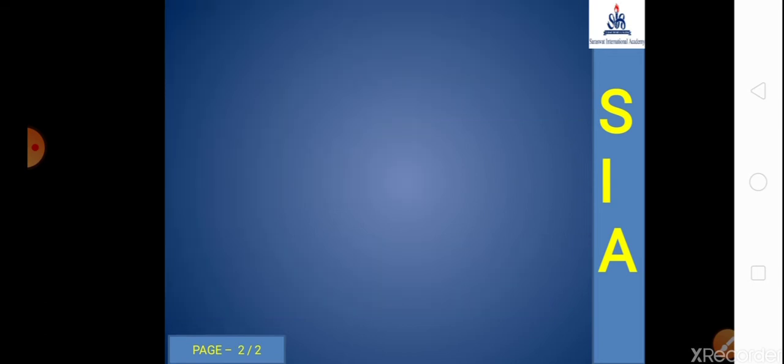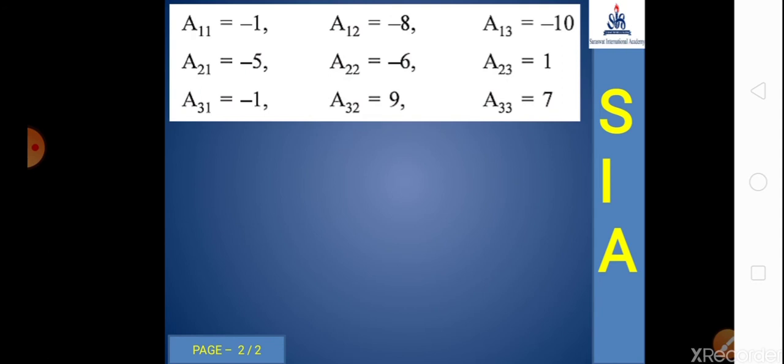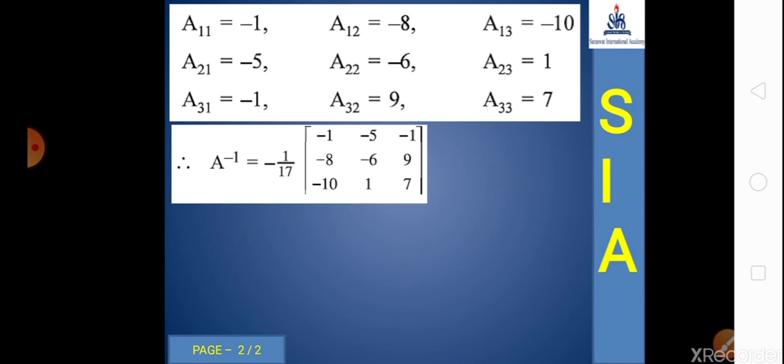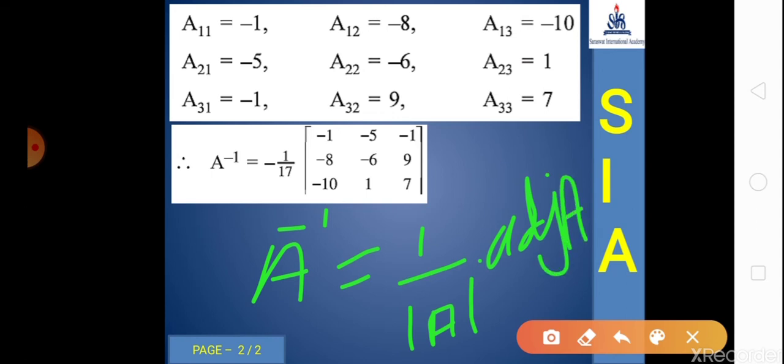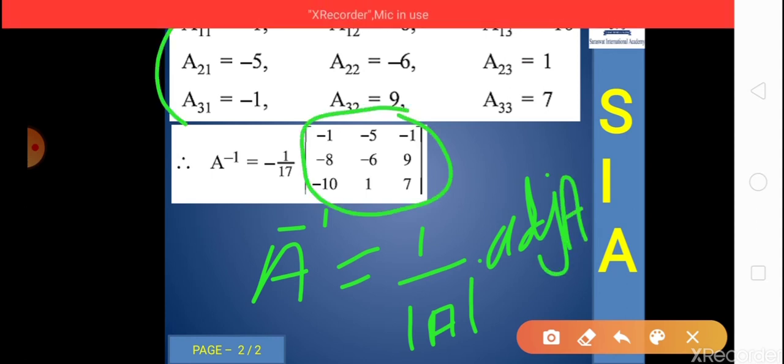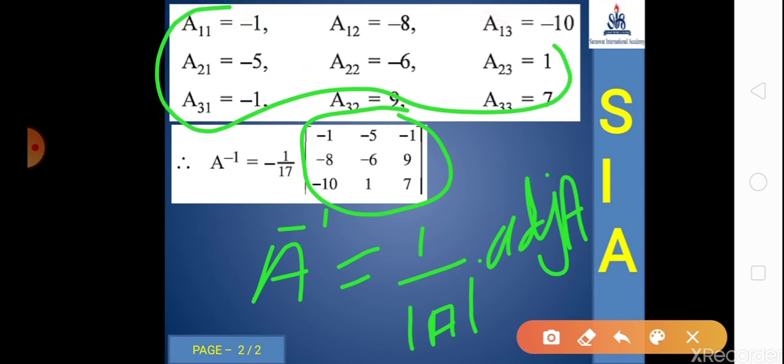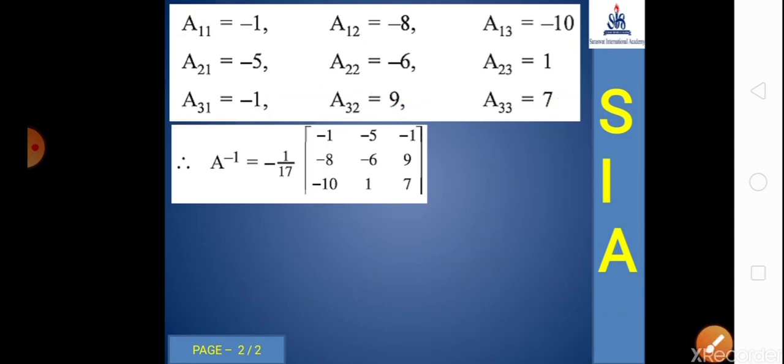Next one. After that I define all 9 cofactors because I want the adjoint, and the adjoint formula you know. Using all 9 cofactors, apply the formula for A inverse. One more time I repeat the A inverse formula for you students: A inverse is equal to 1 upon determinant A into adjoint of A, and this adjoint of A I already declared here using these 9 cofactors. Apply them and make the transpose, then you get A inverse.